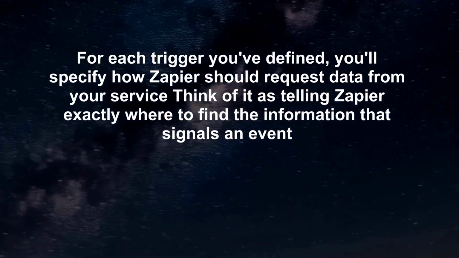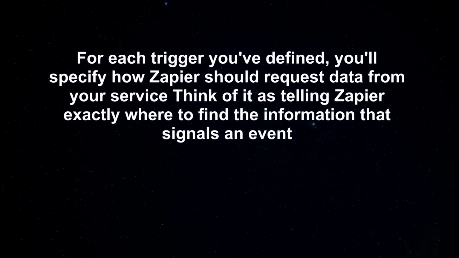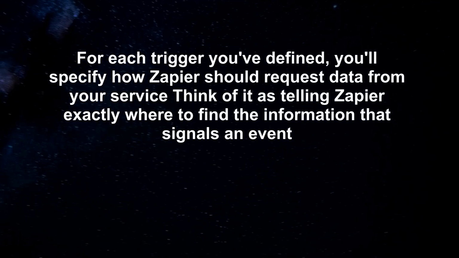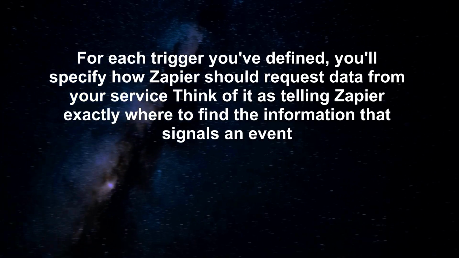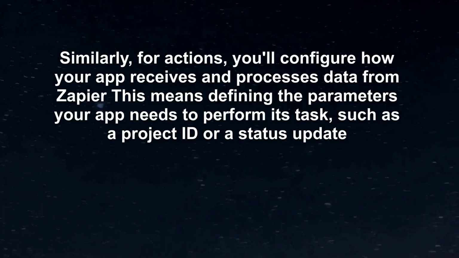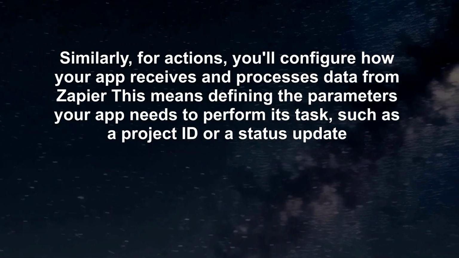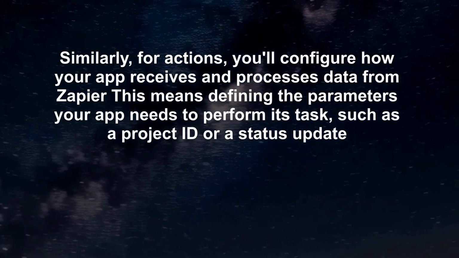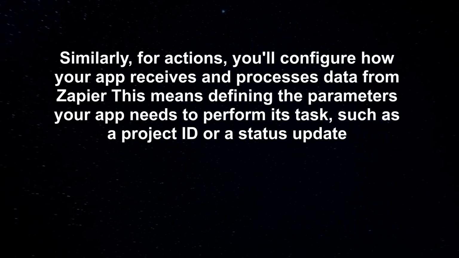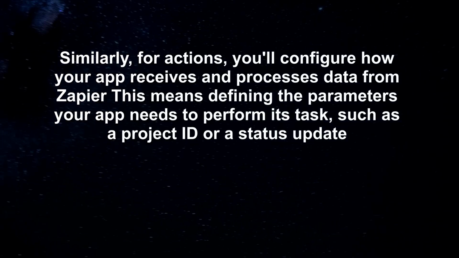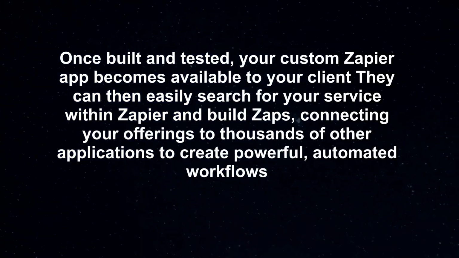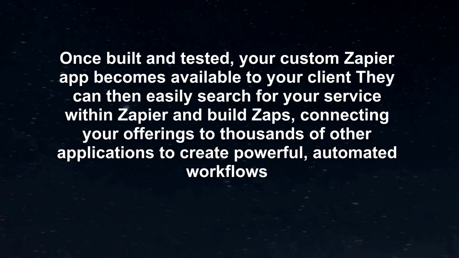For each trigger you've defined, you'll specify how Zapier should request data from your service. Think of it as telling Zapier exactly where to find the information that signals an event. Similarly, for actions, you'll configure how your app receives and processes data from Zapier. This means defining the parameters your app needs to perform its task, such as a project ID or a status update. Once built and tested, your custom Zapier app becomes available to your client.